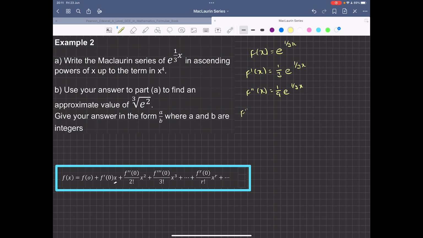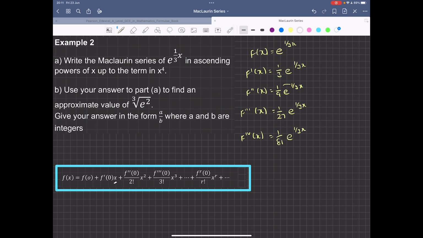The third derivative, again we'll bring the 1/3 down, so that becomes 1/27 of e to the 1/3 x. And then the fourth derivative will become 1/81 e to the 1/3 x.